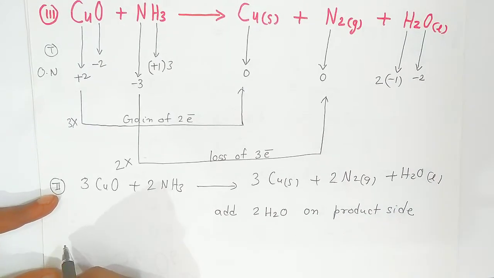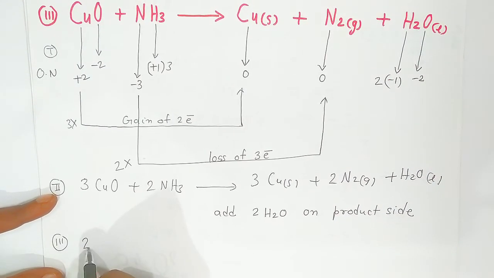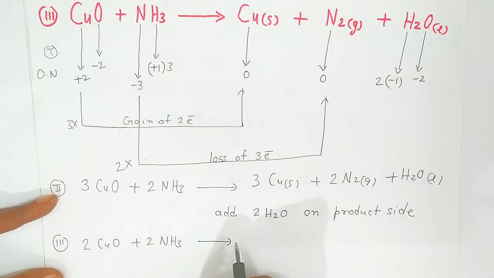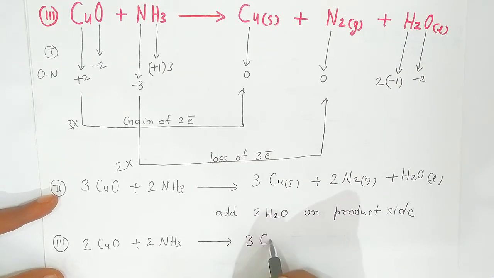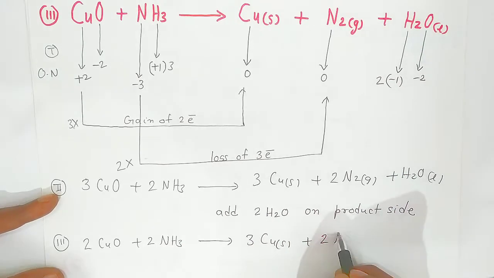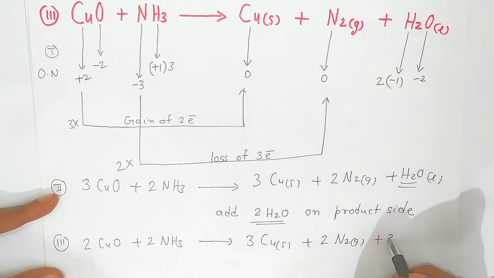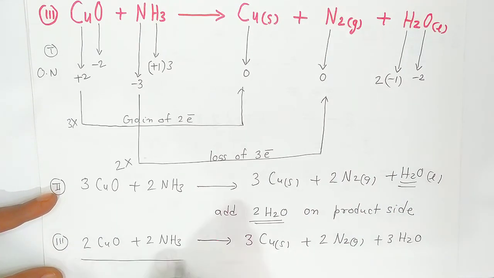Okay students, now in the third step you will get the balanced equation. 3 times copper oxide plus 2 times NH3 gives you 3 times copper solid plus 2 nitrogen gas, and if you add 2 molecules, it will become 3 molecules of water. So this is the balance, students.